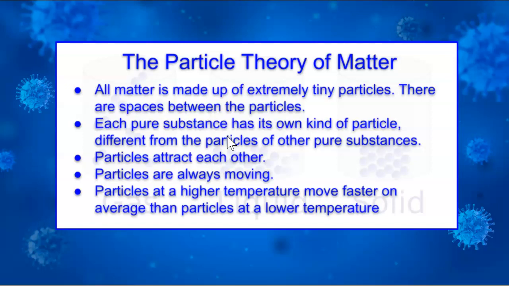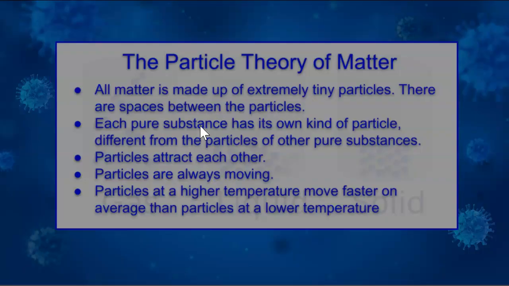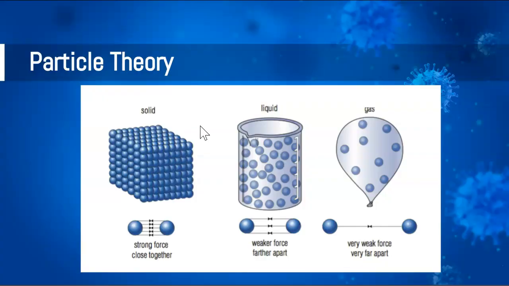Now, what we're going to focus on from here on in is this point right here. Each pure substance has its own kind of particle, different from the particles of other pure substances. So the question is, how can we use that information to put matter into categories? Well, let's take a look at what those particles look like in relation to what we just talked about as far as the states of matter.